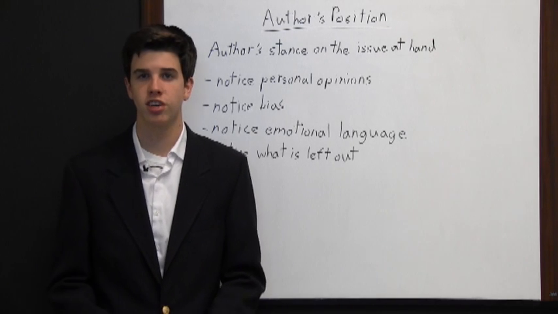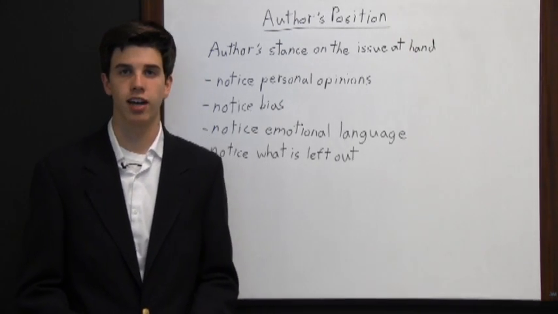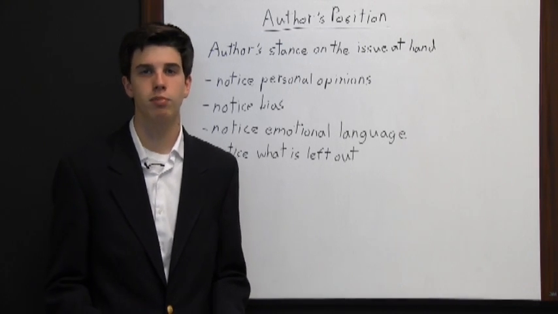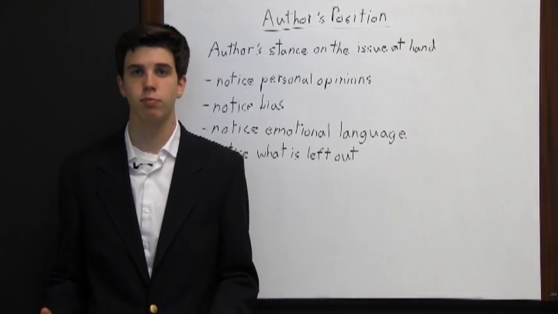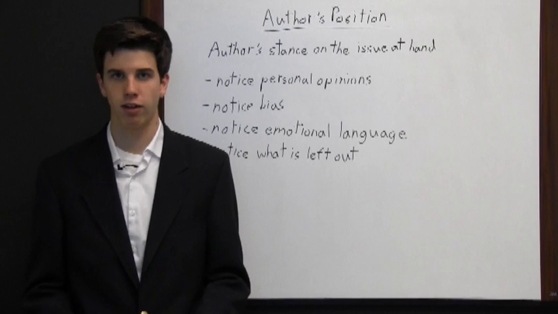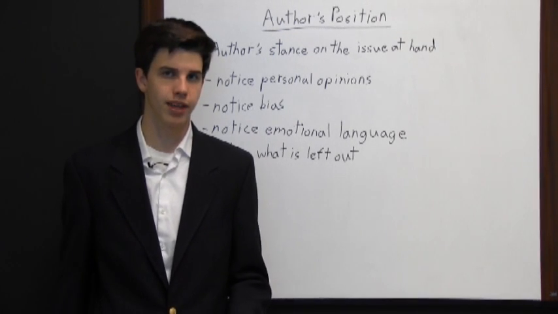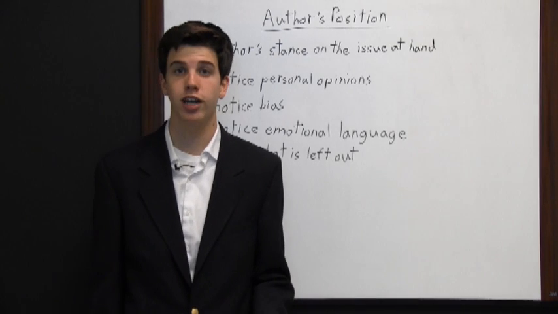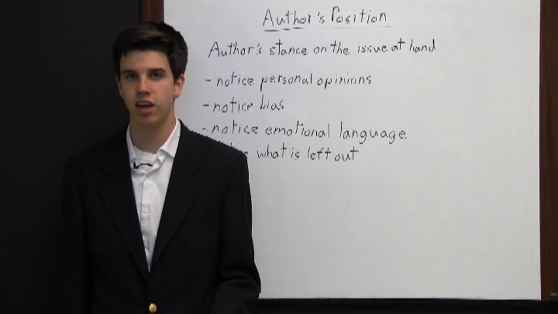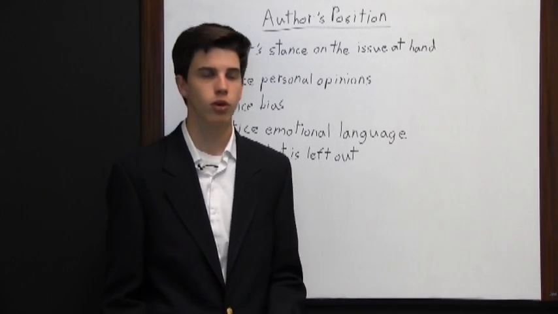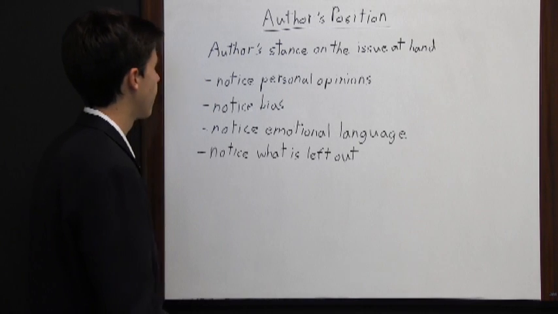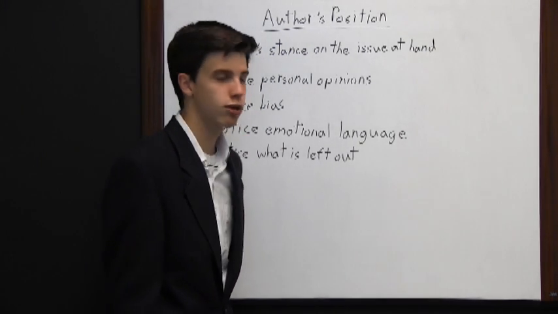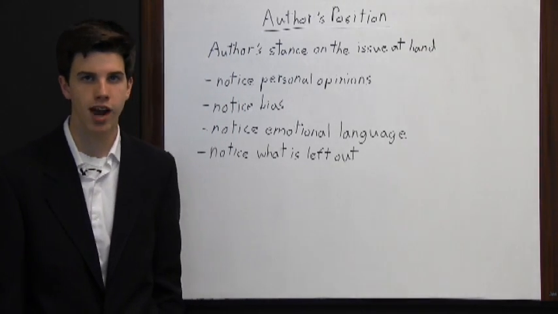Noticing an author's position is very vital to understanding a piece of writing, because every writer is going to have a personal bias, or they're going to have a certain position on whatever they're writing about. So the way they portray something in their writing may not be totally accurate. So it's vital that you as a reader understand the author's position so you can better understand their work of writing. So first of all, the author's position is basically their stance on the issue at hand. It's what they believe about the issue they are writing about.